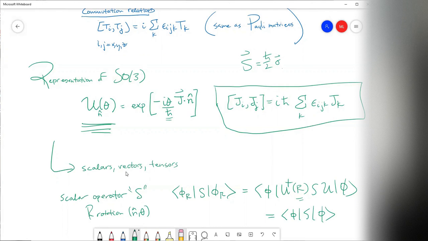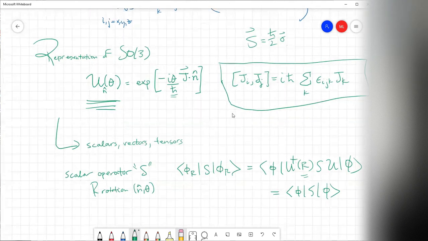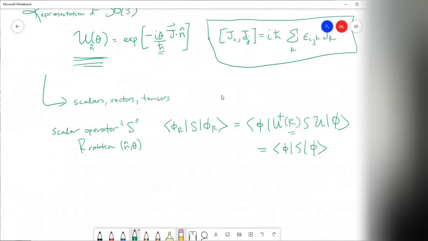It's some observable that, when we measure it, doesn't change if we rotate our coordinate system. So a scalar operator is one which satisfies u dagger S u is equal to S. Anything that satisfies that is going to be a scalar. What is it? A scalar operator. It's an observable, a Hermitian operator associated with a classical scalar quantity, so that if we take the expectation value, which would be the average measurement, then that doesn't change under rotations.